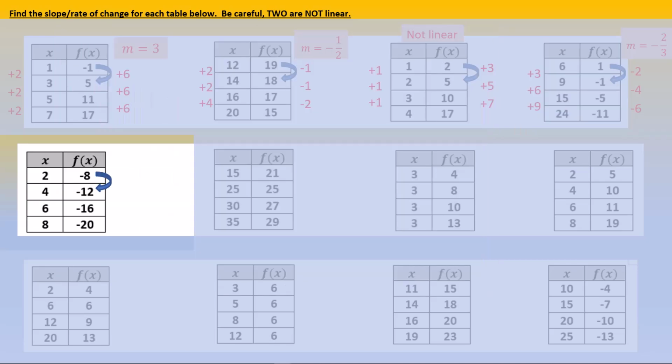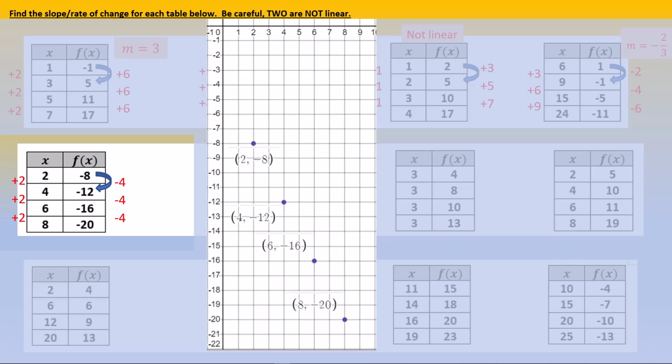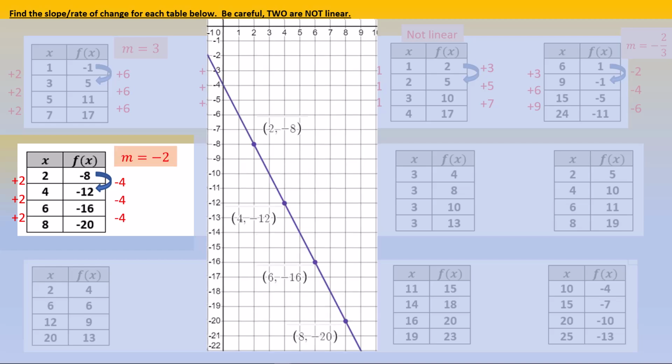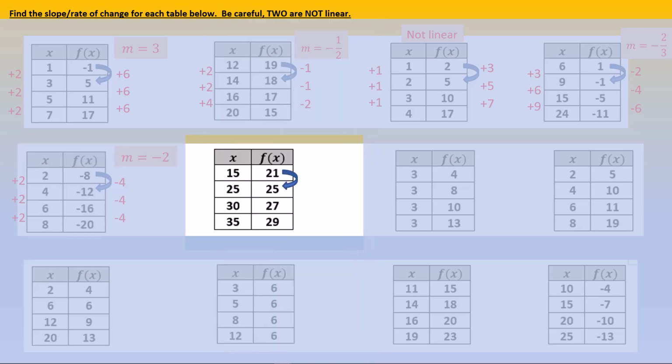Try this one. Here, the changes in x are +2 each time. The changes in y are -4 each time. You can see that the points are on the graph, they all form a straight line, and the slope is -2. Try this one. Here, the changes in x are +10, +5, and +5.